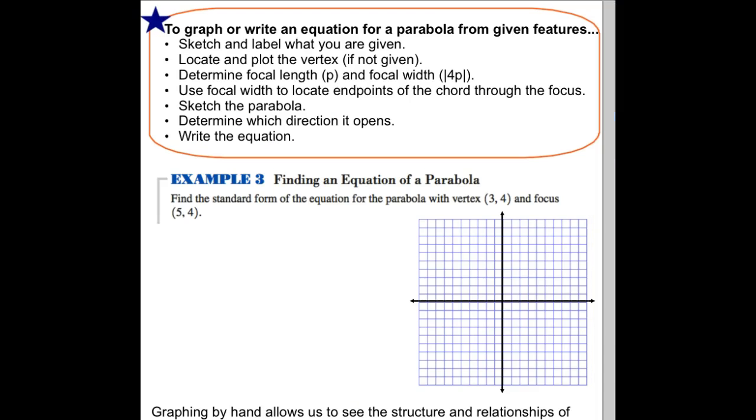So if we're going to graph them or write equations for them, again, my suggestion, sketch and label what you're given. Locate and plot the vertex. If you're not given it, you'll have to find it. Determine the focal length p and the focal width, the absolute value of 4p. Use that focal width to locate the endpoints of that chord that goes through the focus. Sketch your parabola. And based on which way it's opening, you can decide what kind of equation you need.